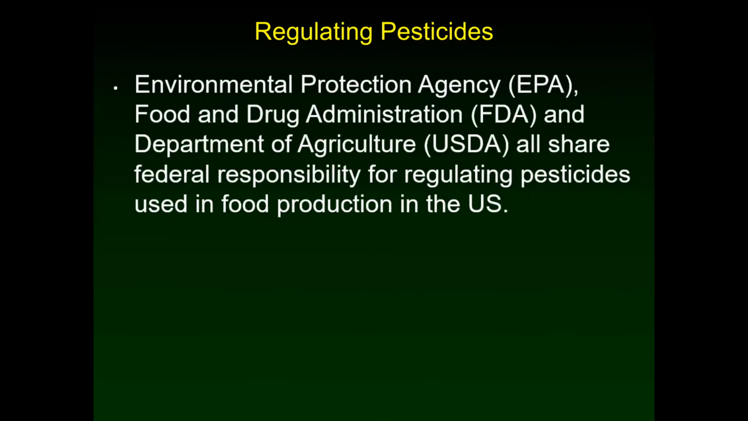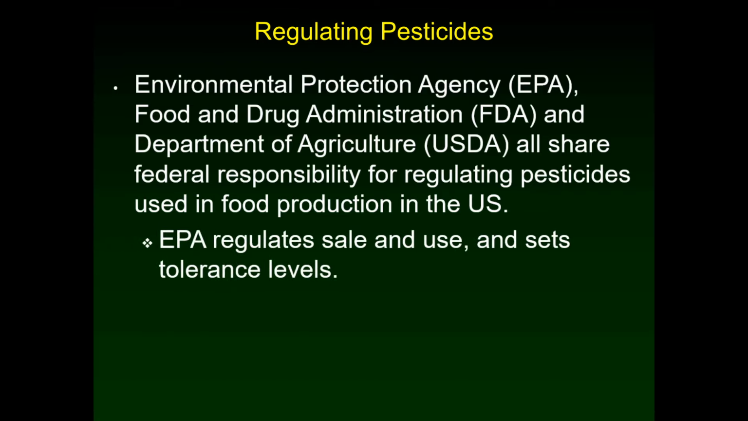So how are these regulated? Well, the EPA, FDA, and USDA all share federal responsibilities regulating pesticides used in food production in the U.S. The EPA regulates sales and use and sets tolerance levels. When I talked last time about the use of atrazine and how we couldn't detect what the toxic level of atrazine was because our measuring instruments did not go that low, a lot of that was done by the EPA, or the EPA gives that responsibility out to scientists.